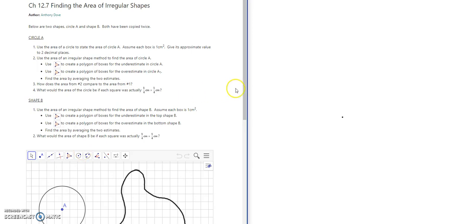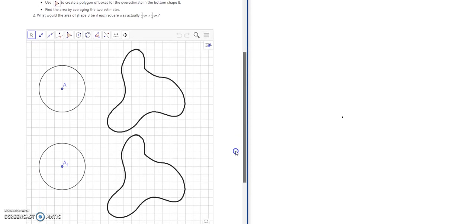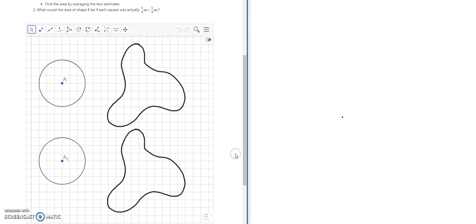So in this one we were looking at finding the area of some irregular shapes. And the first one was circle A. Now we can find the area of a circle without much issue, but it's a nice one to use because it gives the idea of understanding overestimate and underestimate and how precise and how approximate these are.